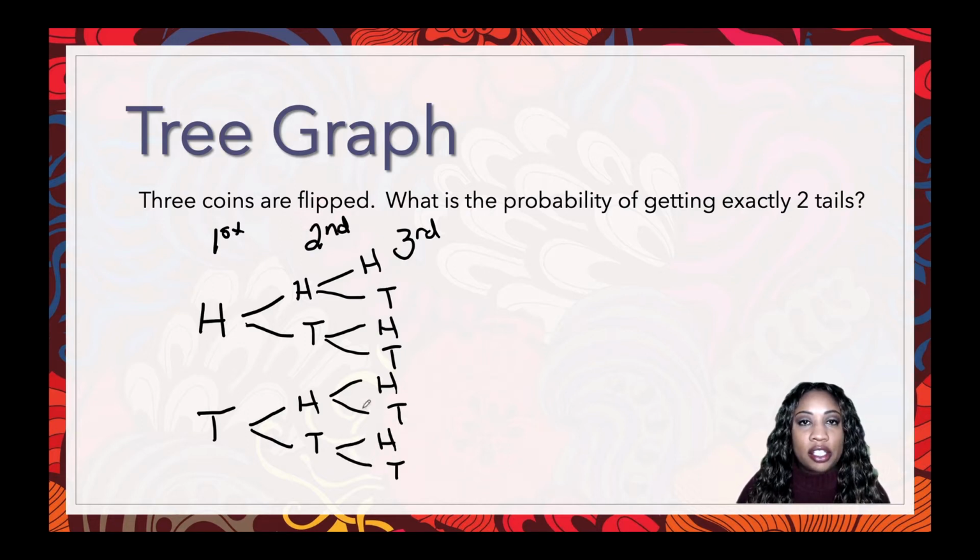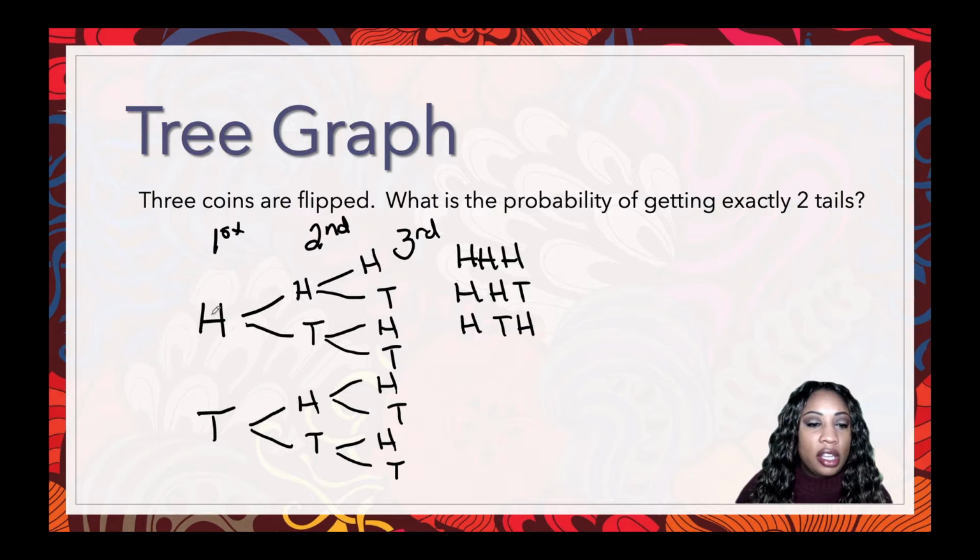Now I'm going to actually write out what this tree is saying. So one possibility is heads, heads, heads. Another one is heads, heads, tails. Then heads, tails, heads. Then heads, tails, tails.